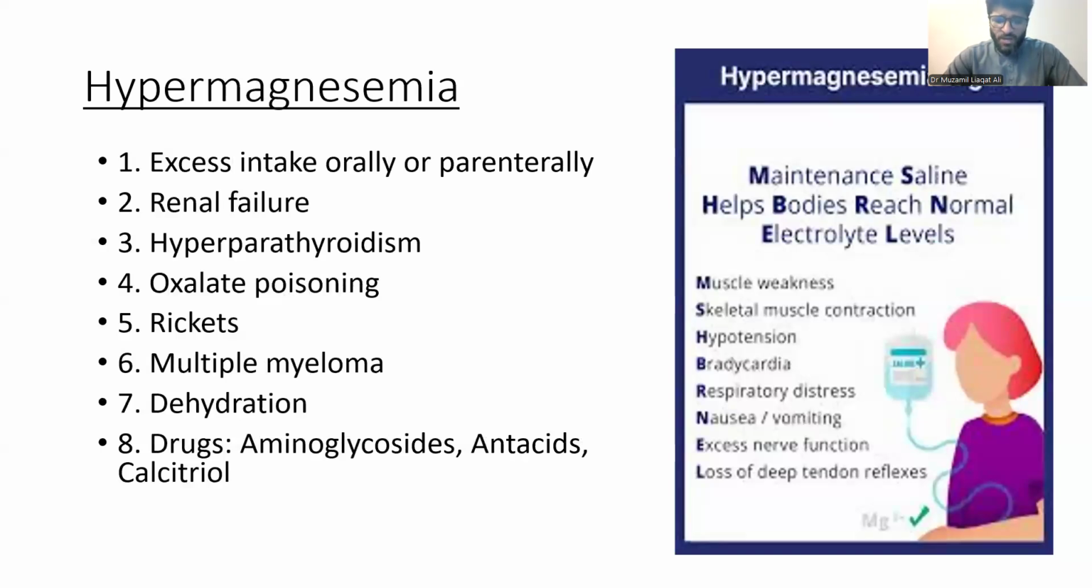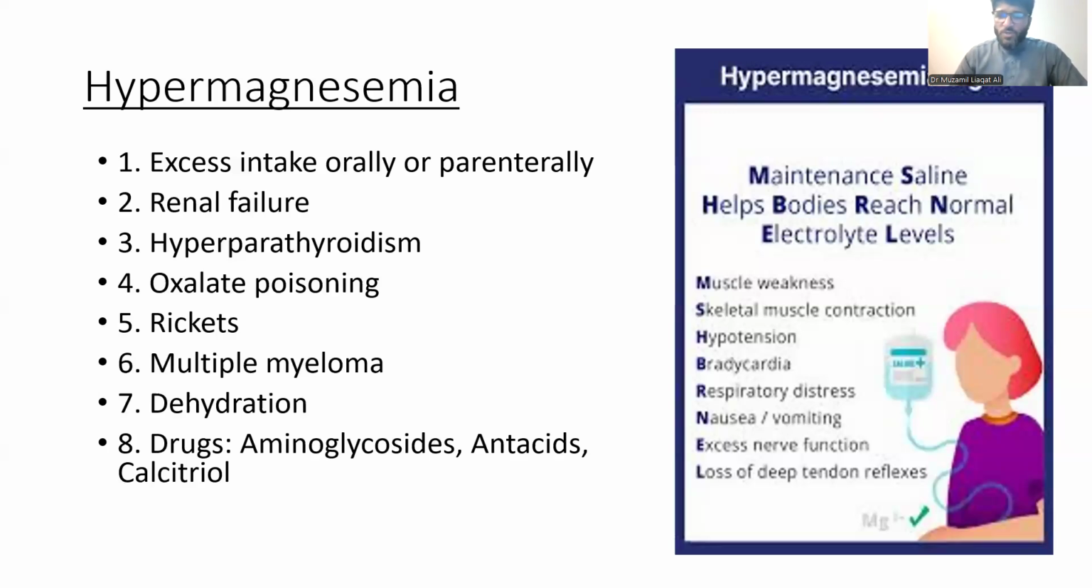The causes may include excess oral or parenteral intake of magnesium, such as with magnesium-containing antacids and laxatives. Next is renal failure, where the kidneys cannot excrete magnesium. Others include hyperparathyroidism, oxalate poisoning, rickets, multiple myeloma, dehydration, and some drugs like glycosides, antacids, and calcitriol intake.